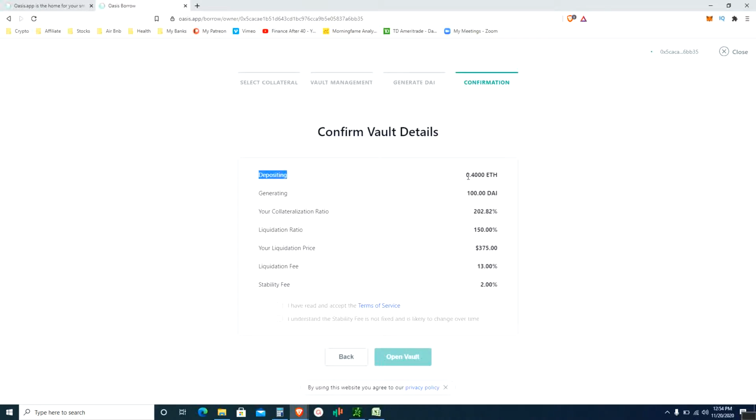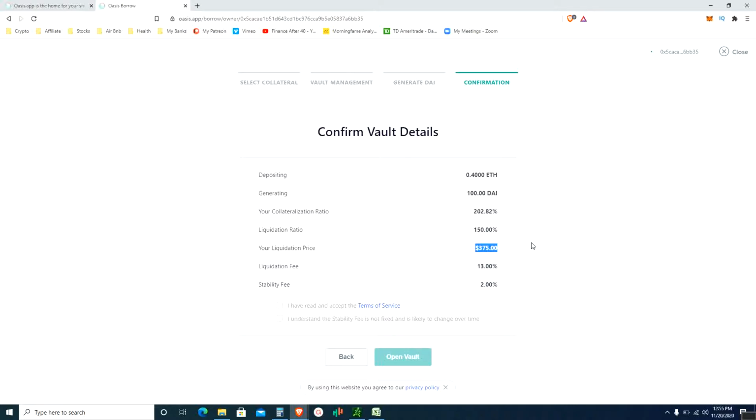Deposit 0.4 Ethereum. I'm generating for this $100 worth of DAI. It's pretty awesome. My collateralization rate is 202. 150 is where they're gonna liquidate me. Also as the level, 375 bucks worth of Ethereum. Ethereum is 500 plus now. Sure, it can go to 375. I hope it won't. I'm not taking this trade, but if it does, they're gonna liquidate it.